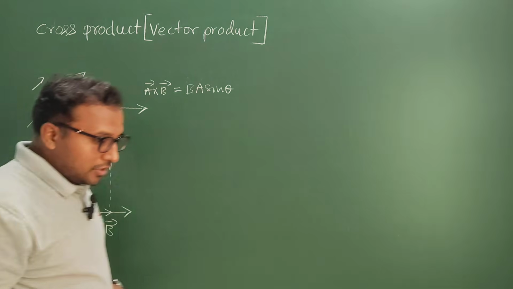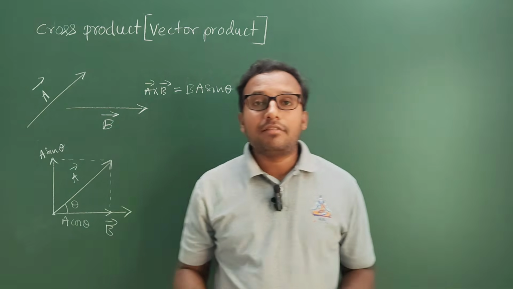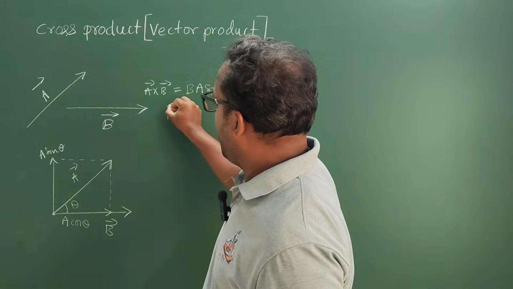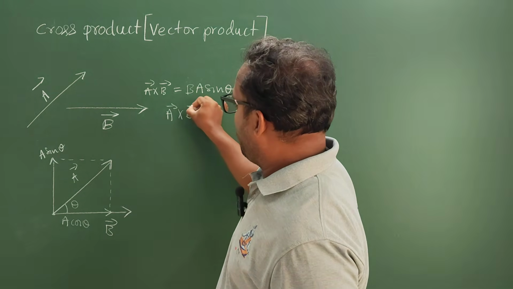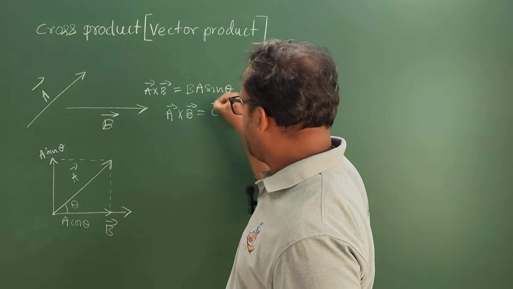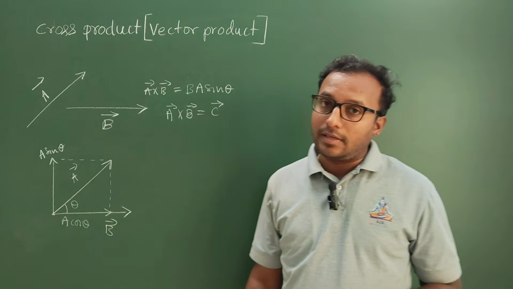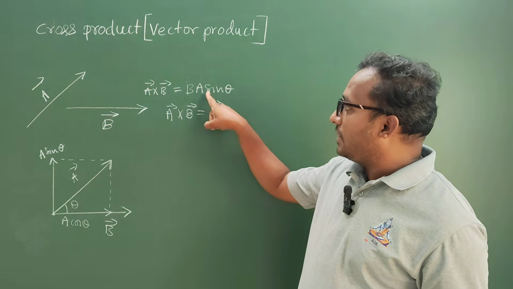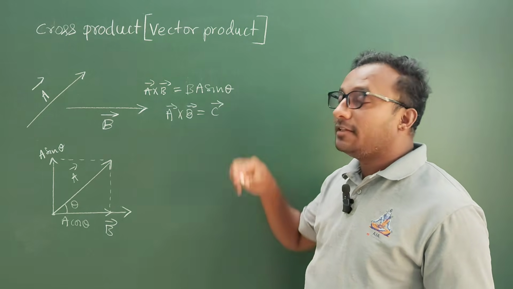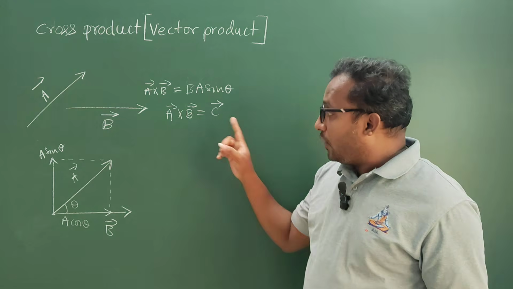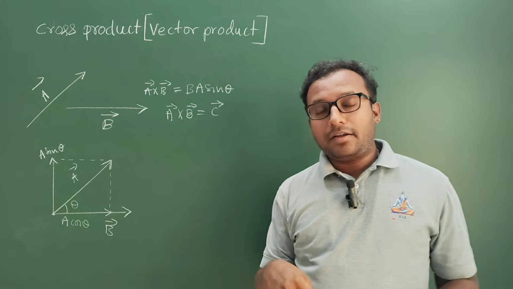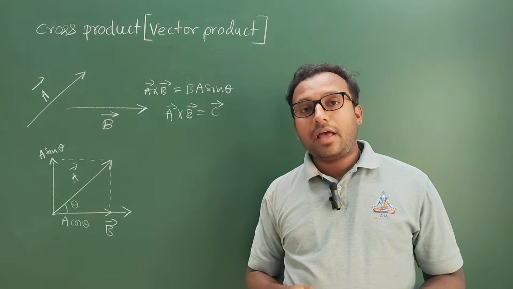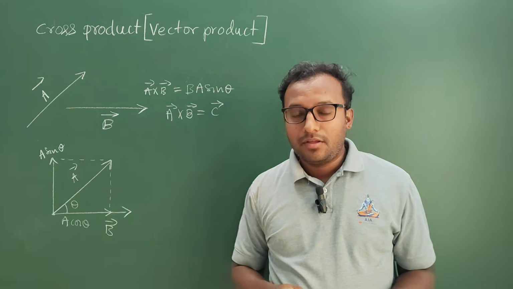This cross product of two vectors will always give us one more vector. So you can always write A cross B, the cross product of two vectors, as one more vector C. And C will be having magnitude AB sin theta or BA sin theta. Because this C is also one more vector, same as A and B, C must also have certain directions.